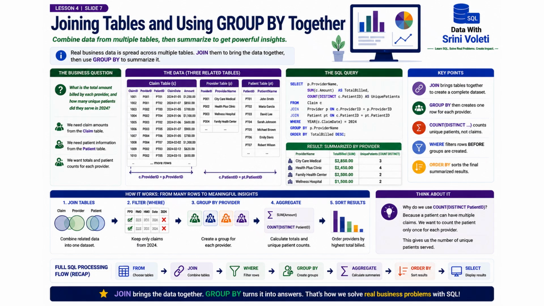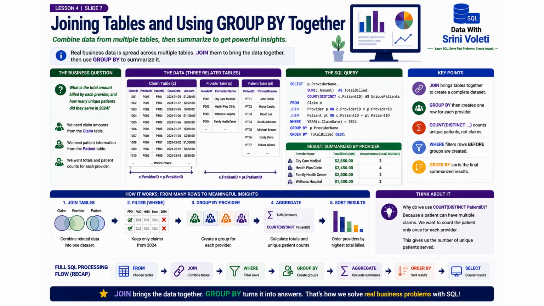First, join brings the data together. Second, where filters the rows. Third, group by creates the provider groups. Fourth, aggregate functions calculate totals and patient counts. Finally, order by sorts the summarized report. Every professional SQL report follows the same logical process.